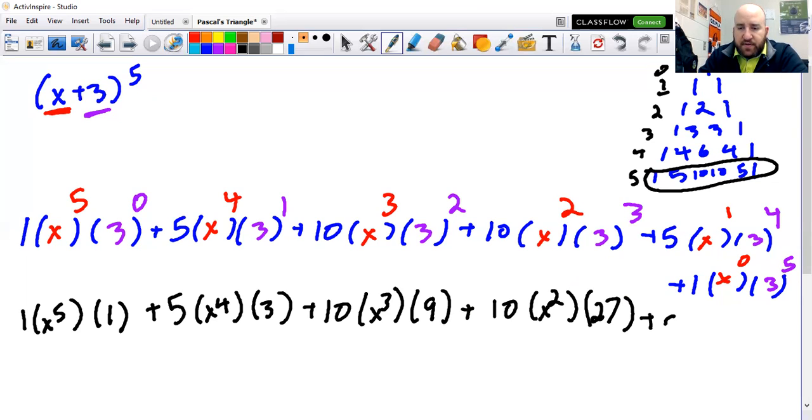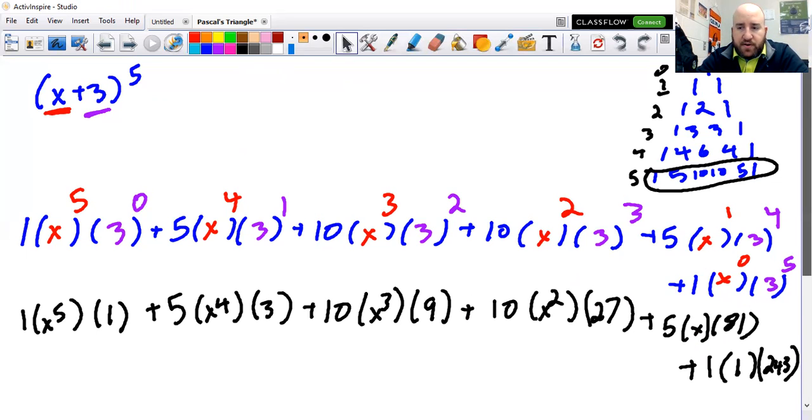I'm going to try to fit it in. Plus 5. X to the first is just x. 3 to the fourth is 81. And then lastly, again, I'm kind of squeezing in here. 1. X to the 0 power is still 1. And then 3 to the fifth is actually going to be 243. All right. So there's those. Now I just have to multiply everything together.